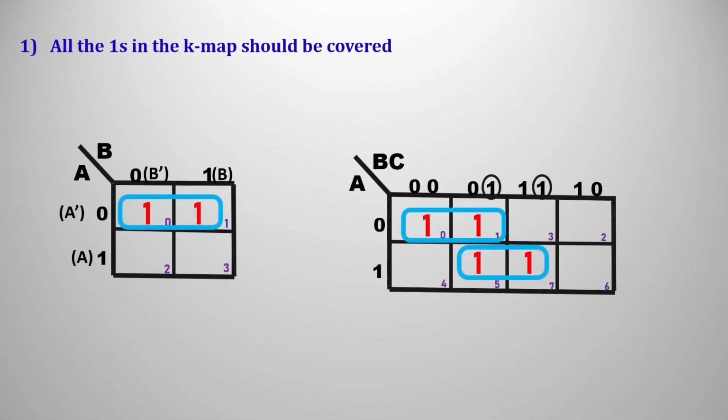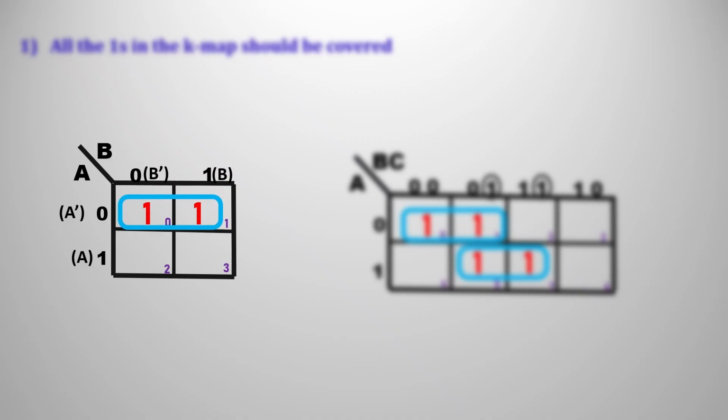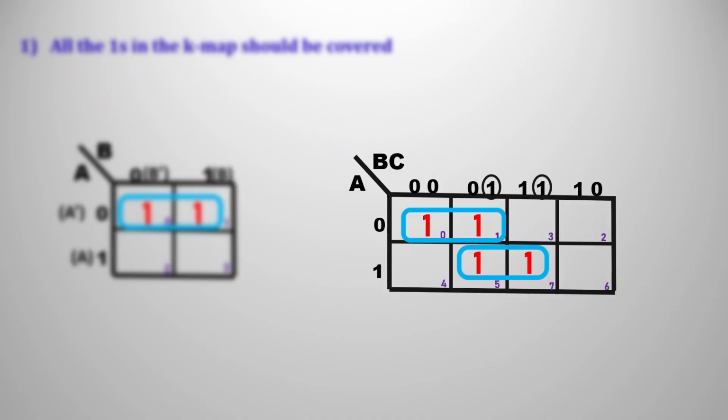So let's start with the first basic rule, that is all ones in the K-map should be covered. This is a very basic rule that we should follow in making the groups. If you consider the two variable K-map, we are covering all the ones with the help of 2 in a group. In the second K-map also we are covering all the 4 ones with the help of 2 groups.